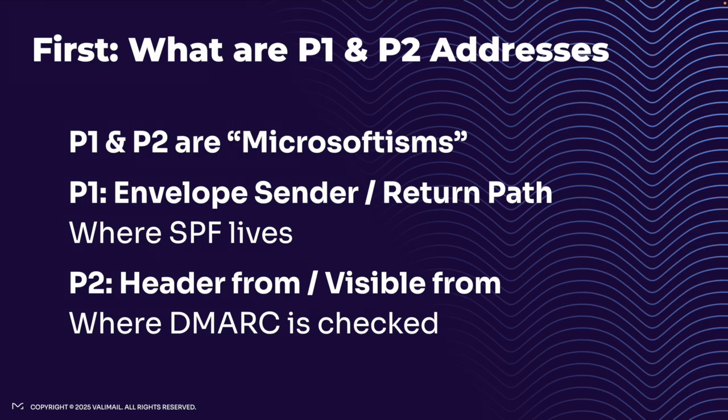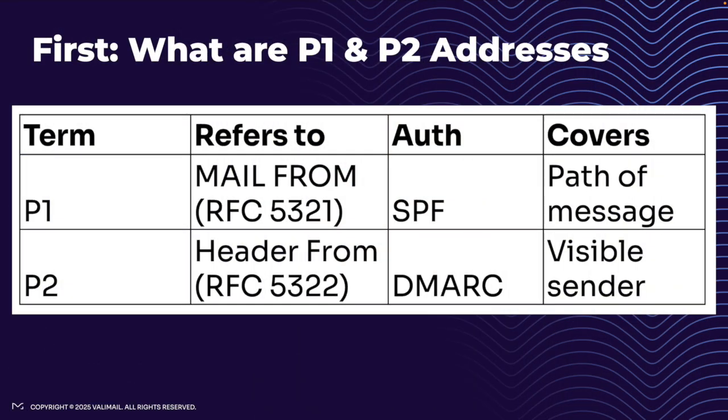And these are Microsoftisms. This is Microsoft terminology for, in the case of P1, the envelope sender or return path address, where you check SPF, Sender Policy Framework. For P2, this is the visible from address, the thing that you're looking for alignment when you're checking DMARC. So that's P1 and P2. If you want to compare them to the RFCs, the terminology you might have heard elsewhere if you're an email nerd, the P1 address maps to the RFC 5321 from, and P2 maps to the RFC 5322 from.